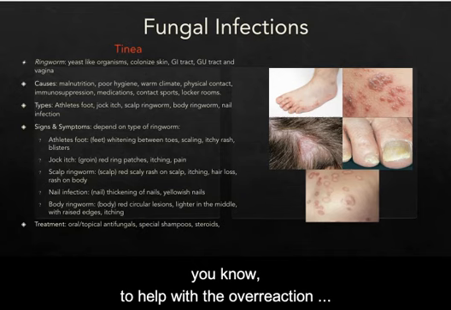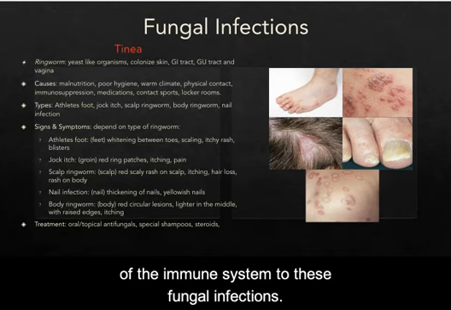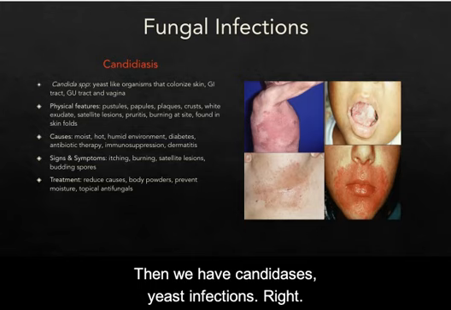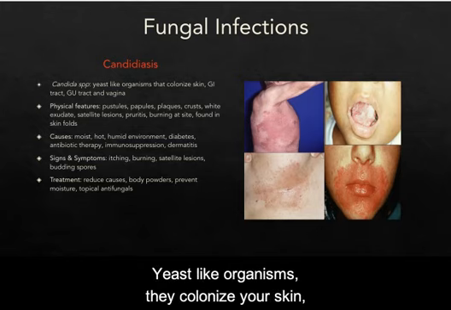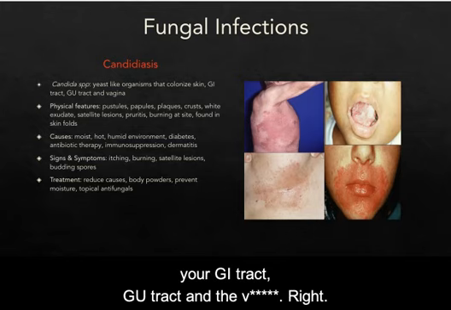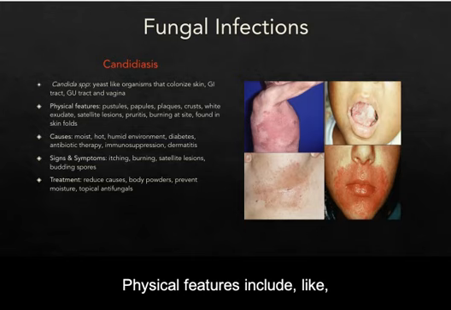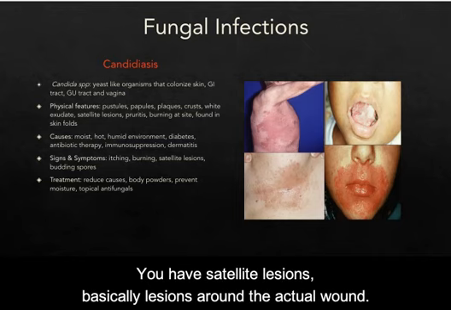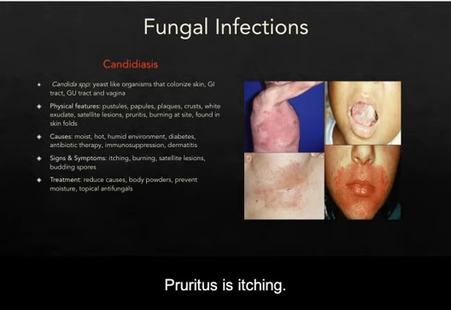To help with the overreaction of the immune system to these fungal infections. Then we have candidiasis, yeast infections, right? Yeast-like organisms, they colonize your skin, your GI tract, GU tract, and the vagina, right? Physical features include pustules, papules, plaques, crusts, white exudate coming from the wound, drainage. You have satellite lesions, basically lesions around the actual wound. Pruritus is itching. You have a lot of itching, burning at the site.